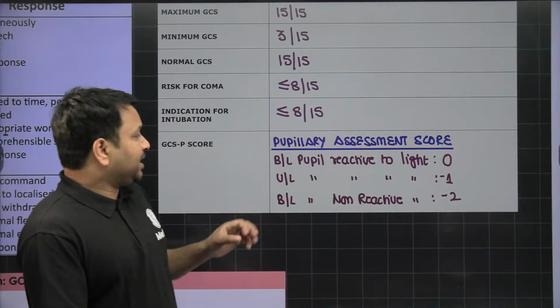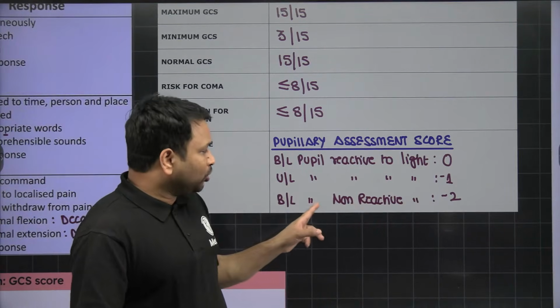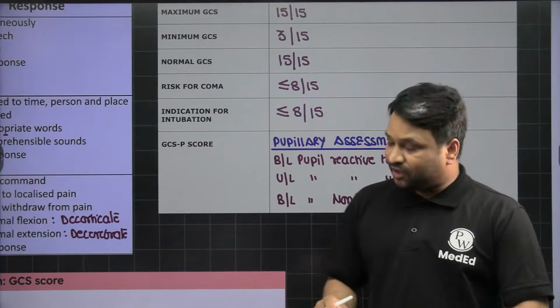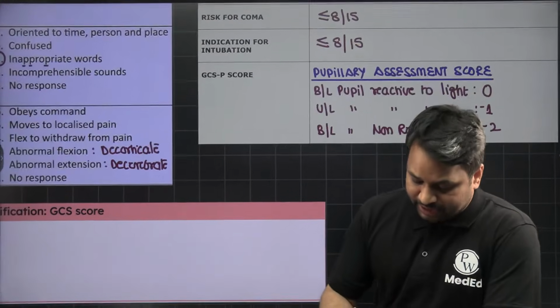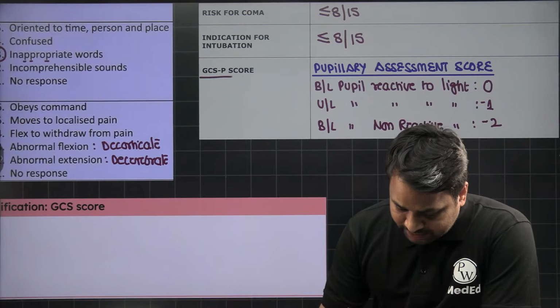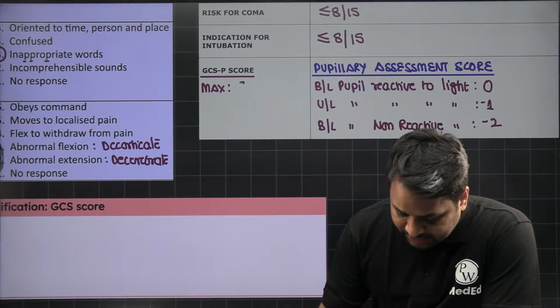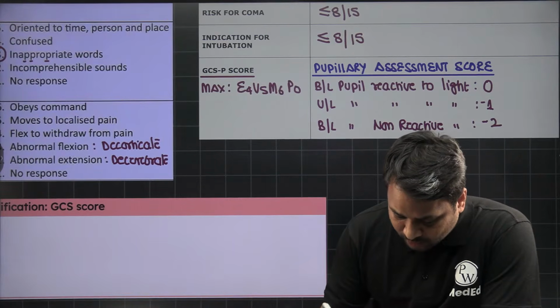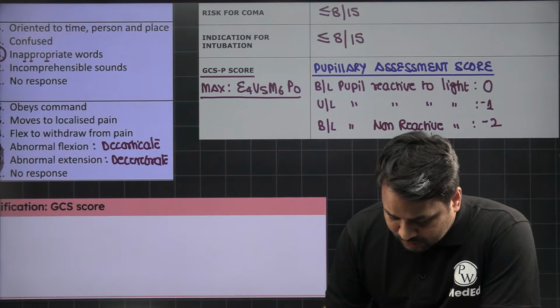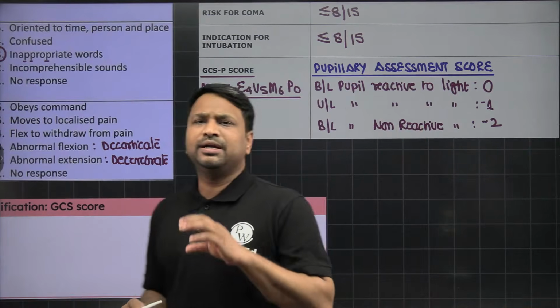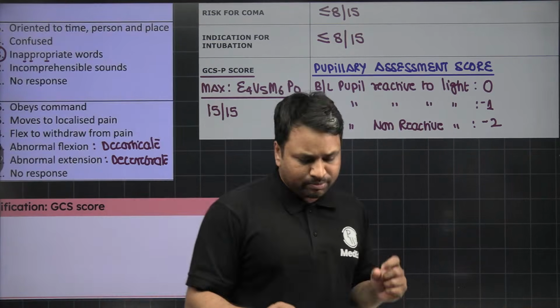So if one pupil is reacting, the other is not reacting, the score is -1. If both the pupils are not reacting, a score of -2. If both the pupils are reacting, it is 0. So even if you add the pupillary criteria to the GCS, the total score remains the same. The maximum GCS score, E4, V5, M6, and pupillary maximum is 0, so the maximum score still remains 15/15. Even if I add the pupillary assessment, the scoring is not going to change much, and that's your carry home message.